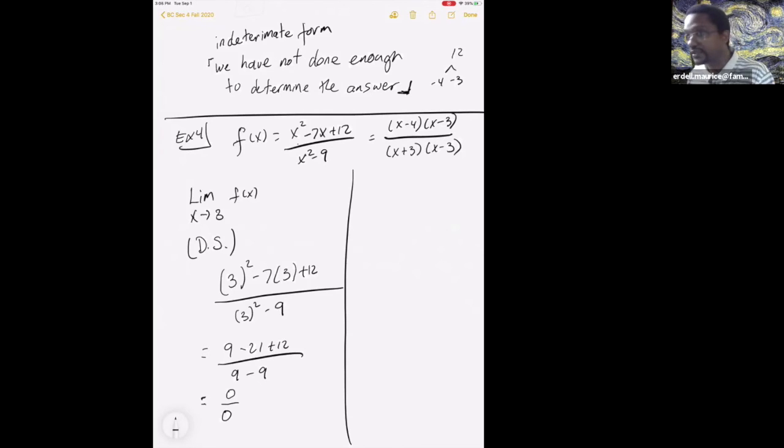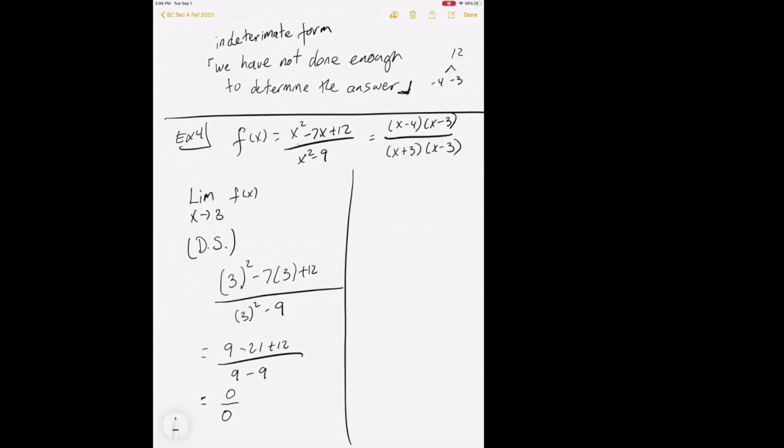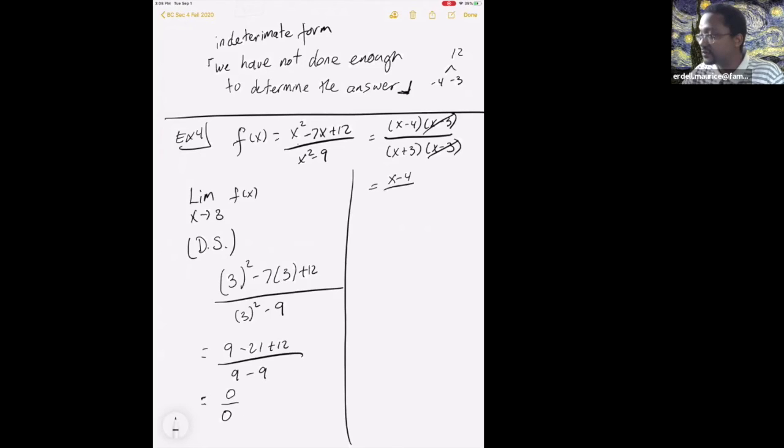Let me pause right there. Have I lost anybody? No. So does this simplify? You can cancel out x minus 3. And so the simplified function, and now I can take my limit as x approaches 3. That's going to be 3 minus 4 divided by 3 plus 3. 3 minus 4 is negative 1. 3 plus 3 is 6. And so my answer is negative 1 over 6.